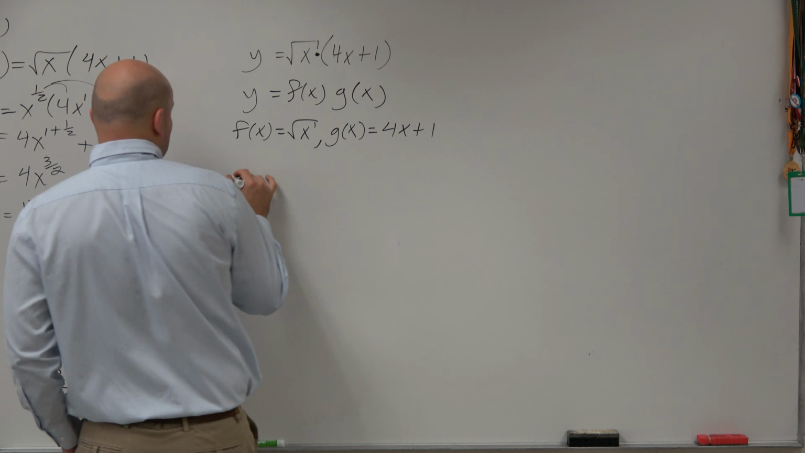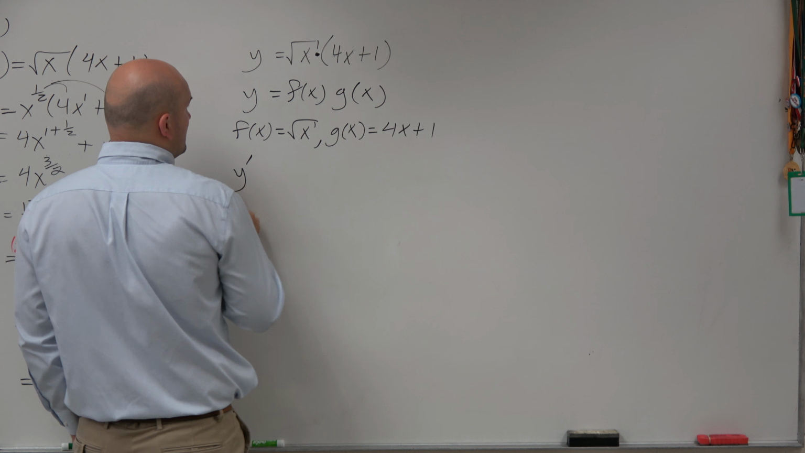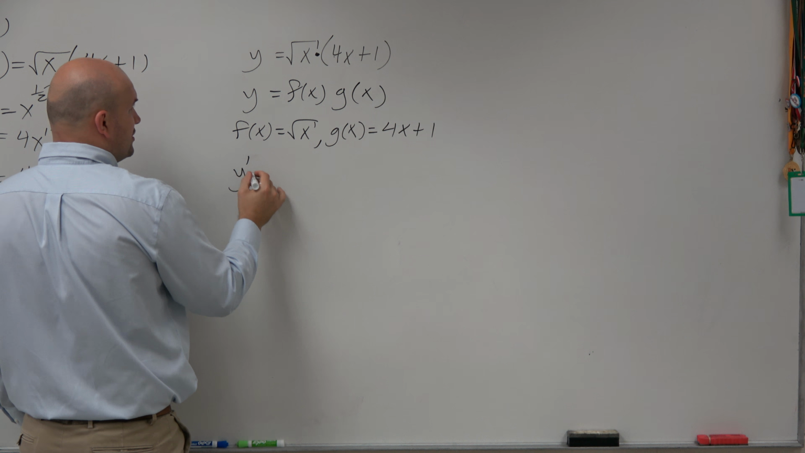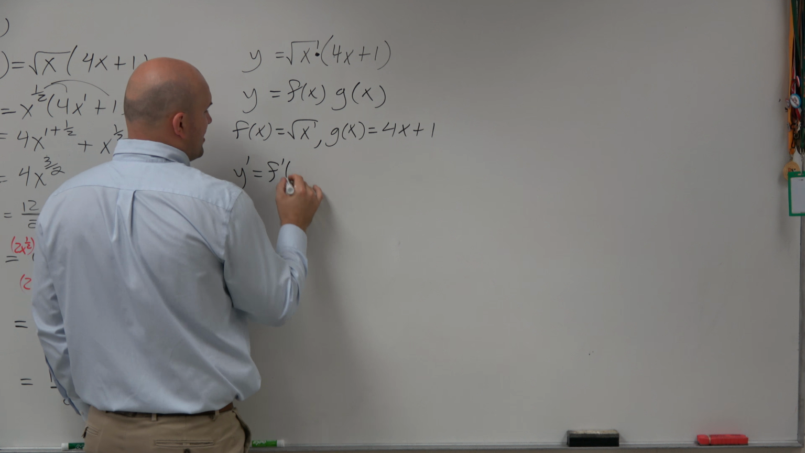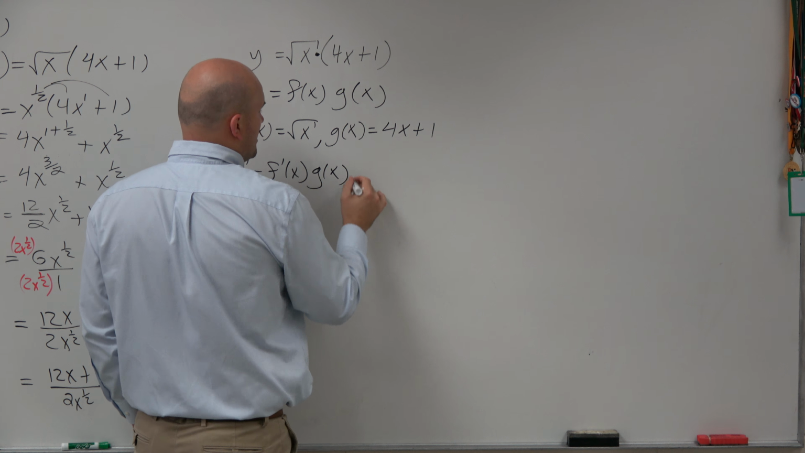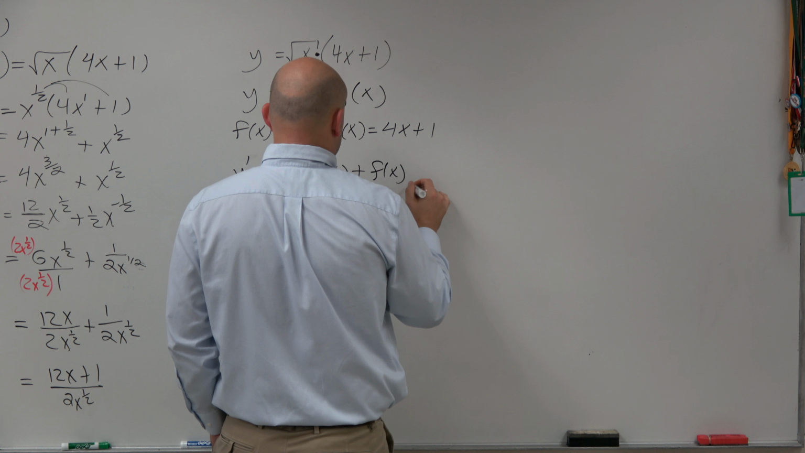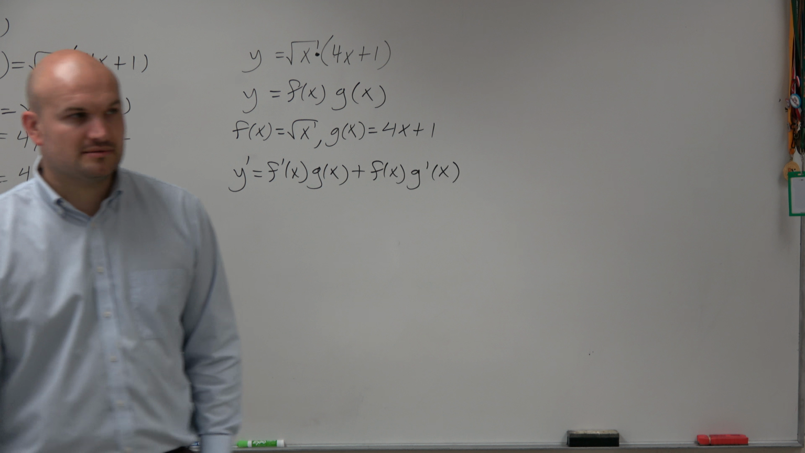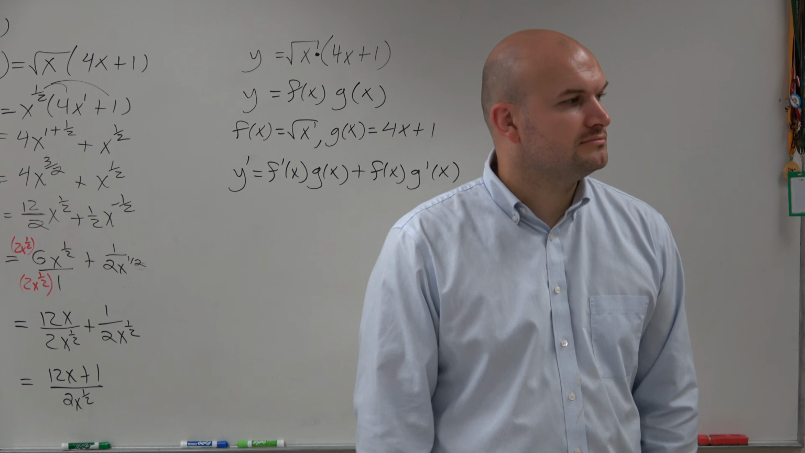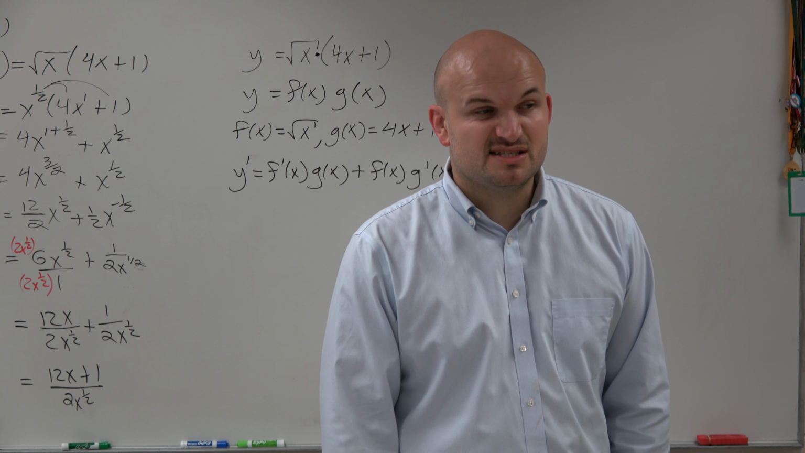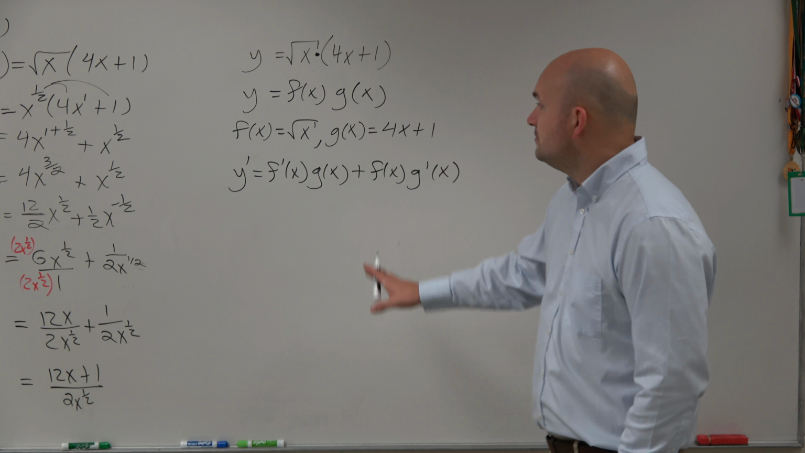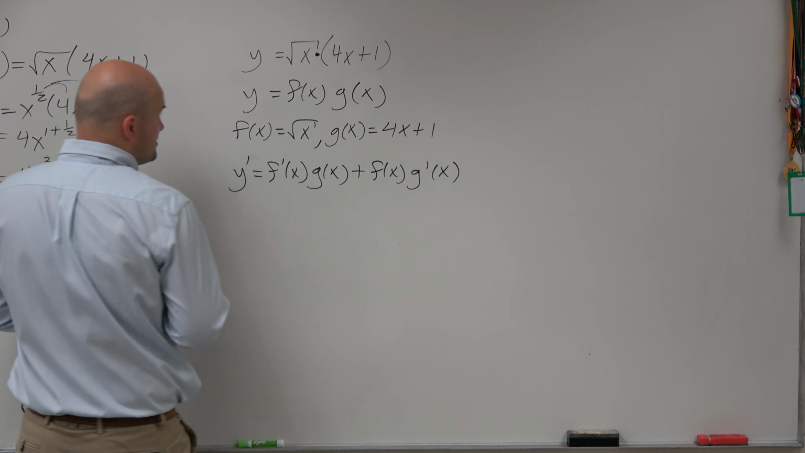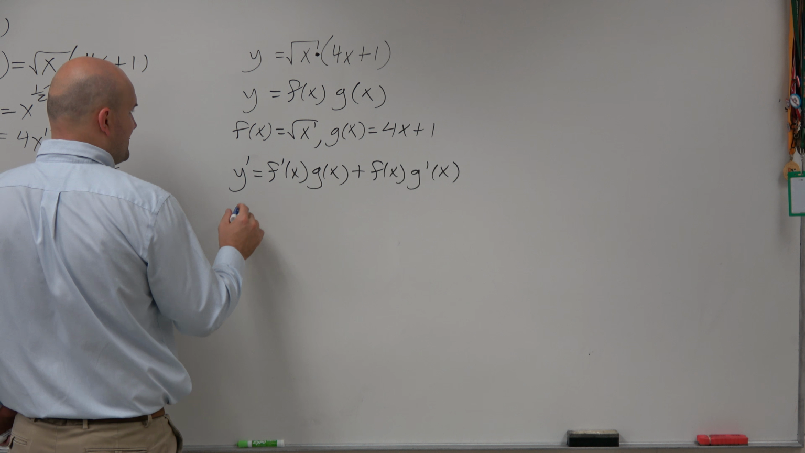And the product rule, if we look at this case, when we have the product of two functions, the product rule basically looks like this: f prime of x times g of x plus f of x times g prime of x. That's simply all we need to do for this case. So now that we have f of x and g of x, can we go ahead and simply figure these out?